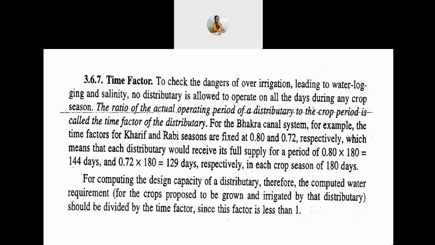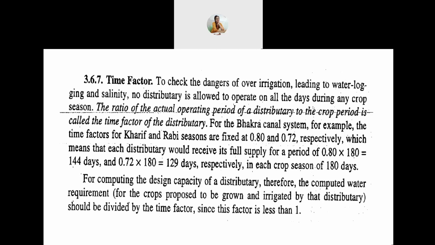Next, time factor. To check the dangers of over-irrigation leading to waterlogging and salinity, no distributor is allowed to operate on all the days during any crop season. So the ratio of the actual operating period of a distributor to the crop period is called the time factor of the distributor.